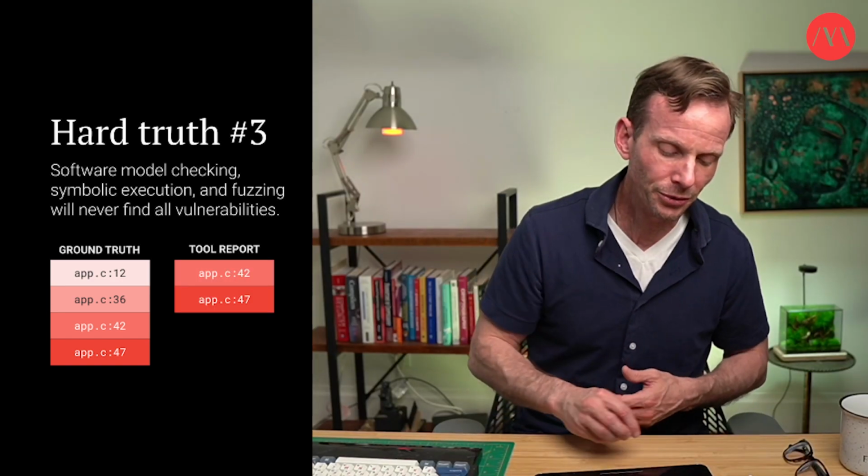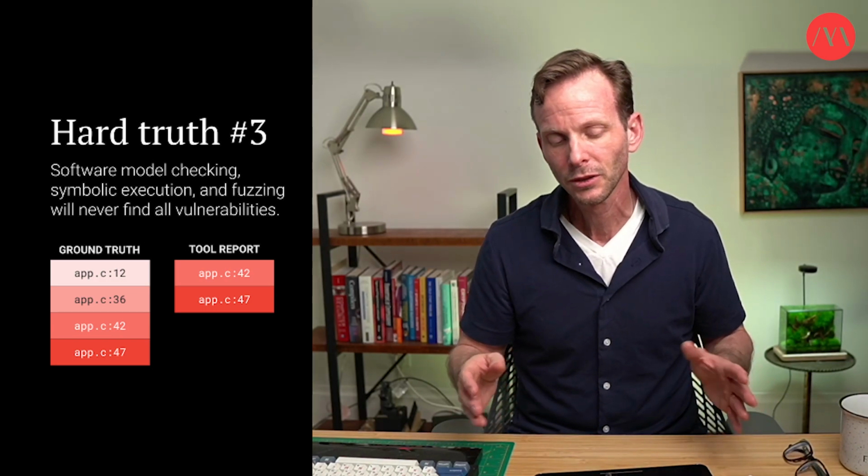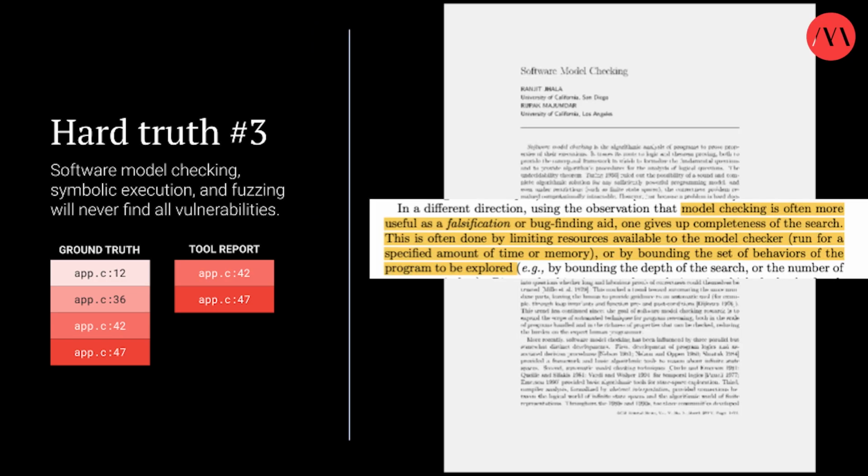Now, hard truth number 3, dynamic analysis, including software model checking, symbolic execution, and fuzzing, will never find all vulnerabilities. There's a wonderful paper talking about software model checking and related methods like fuzzing and symbolic execution. And while initially we had hopes that we could simply explore all the paths and thus verify a program is correct, in practice, it didn't work out that way. And so really they found their sweet spot in verifying the presence of bugs.